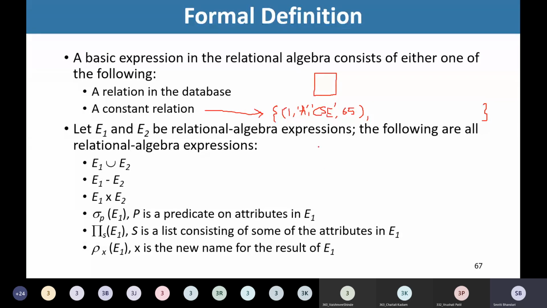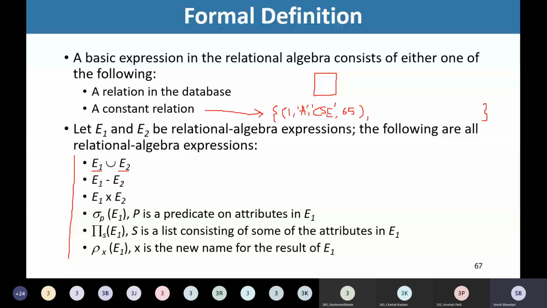Okay, and as I stated, in our relational algebra expression, we may have several sub-expressions. So let us assume that E1 and E2 are relational algebra expressions. Then the following relational algebra expressions are valid. E1 is one sub-expression, E2 is another sub-expression in relational algebra.